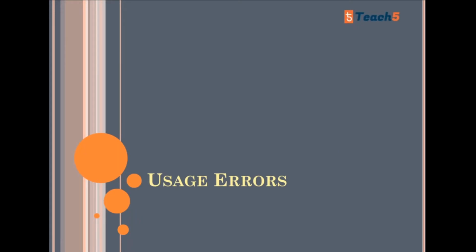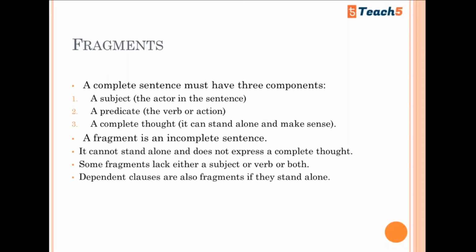So now let's look at the usage errors, mostly tenses and subject-verb agreement. Fragments: what is a fragment? A complete sentence must have three components. What are they? A subject, a predicate, and a complete thought. Subject means the idea that you're talking about, and the predicate is a verb, the action. And what is the action's result?